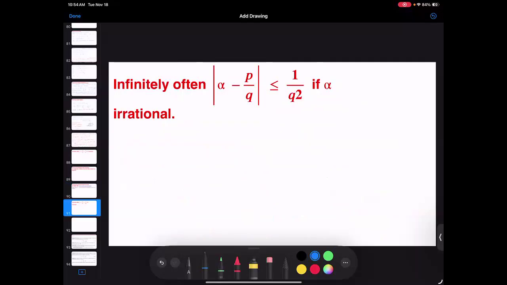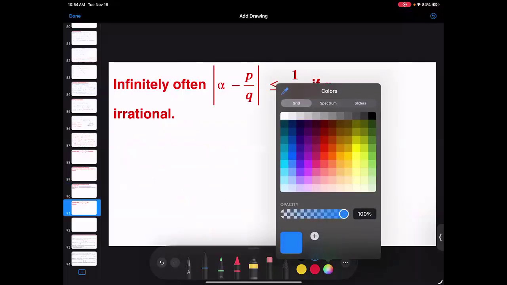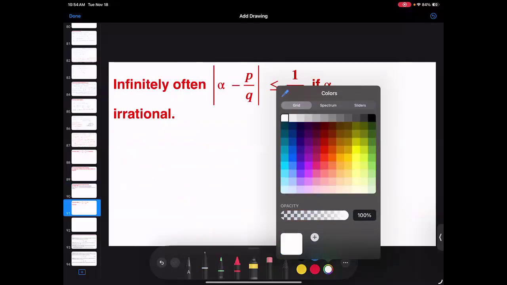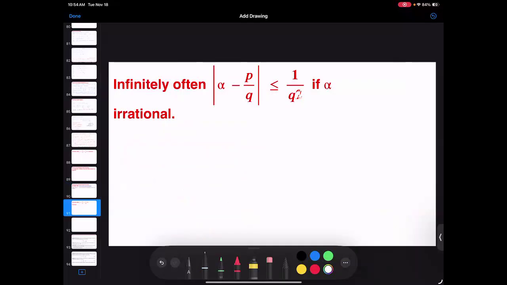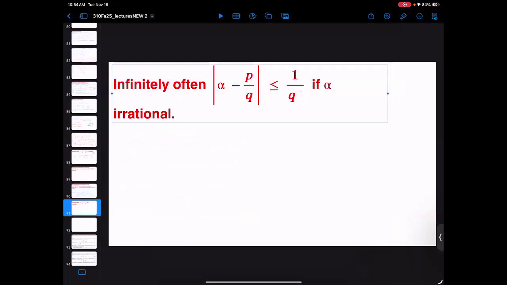So I'm not going to prove this. I hate when it changes the size of the subscripts. Sorry, okay.